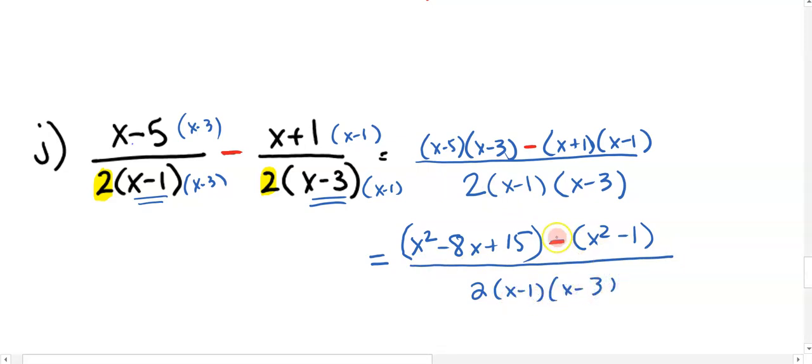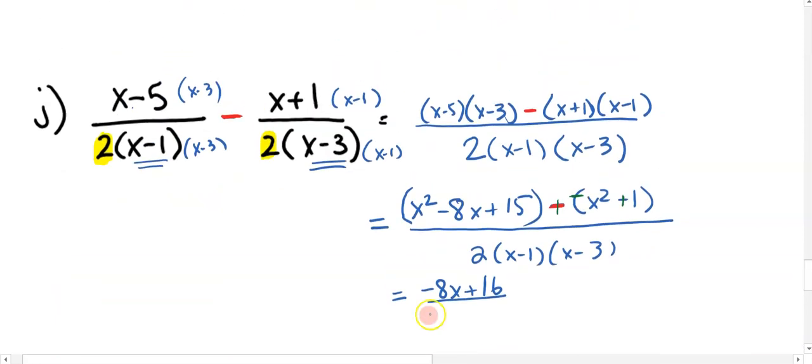Now I need to distribute that negative in. So I need it to become adding a negative and a positive. Now I collect like terms. So x squared minus x squared is gone. I have a negative 8x, 15, and positive 1 is 16. And on the bottom, I now have my 2, x minus 1, x minus 3. Possibly, I might be able to cancel something.